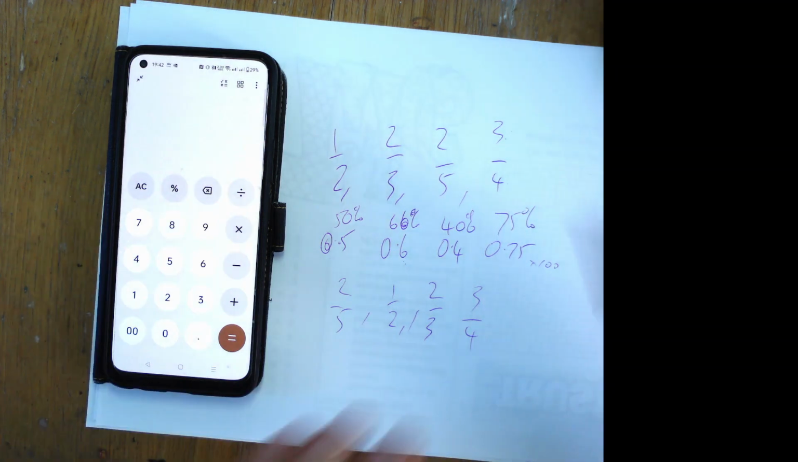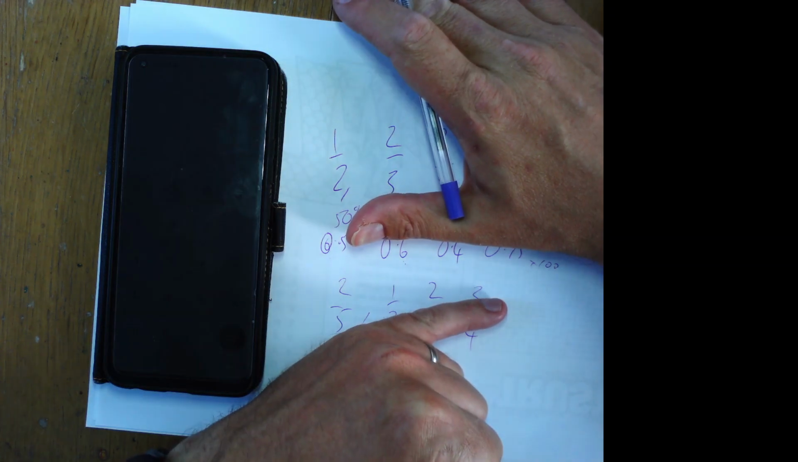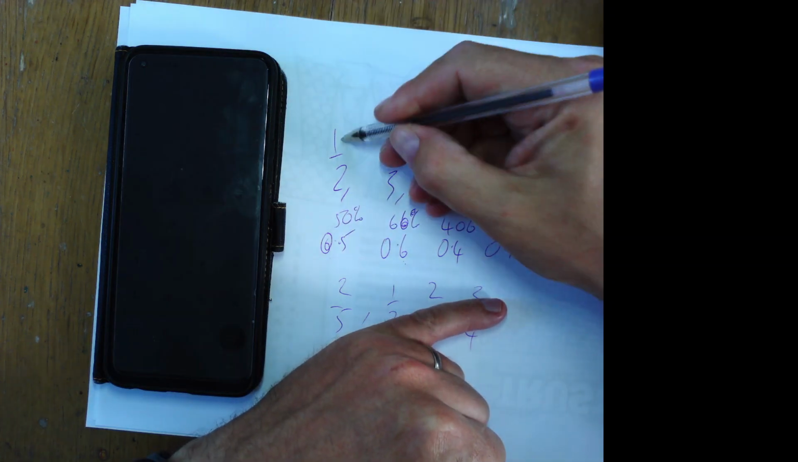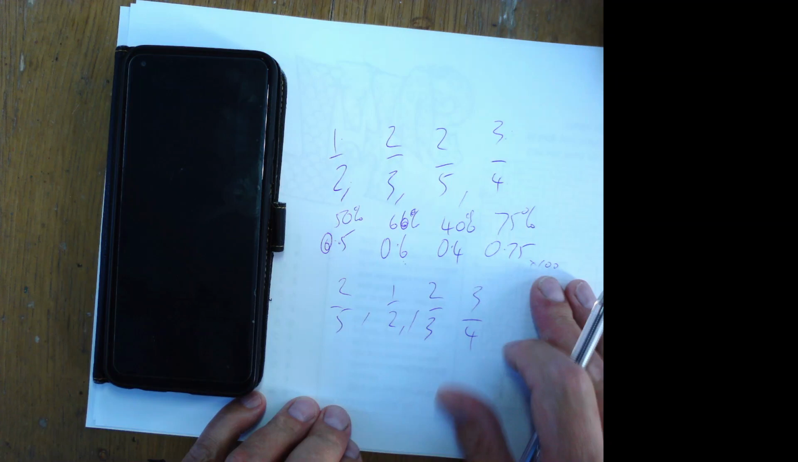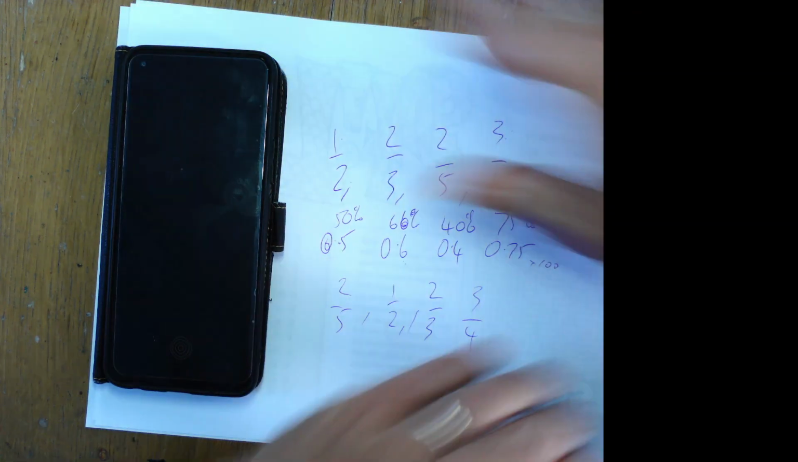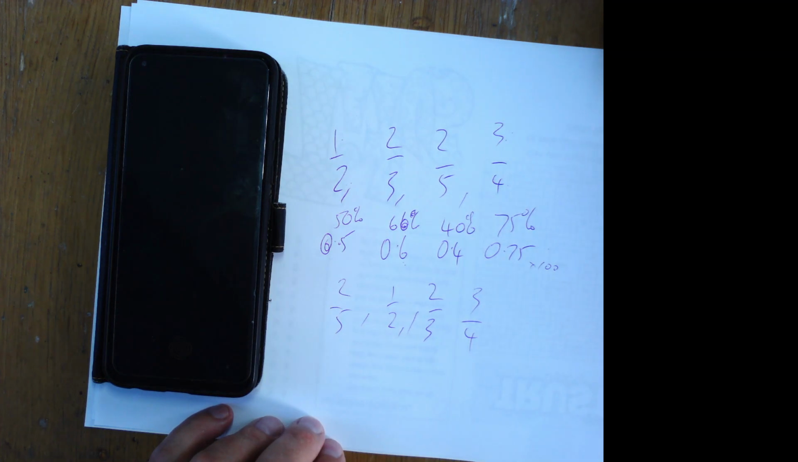So to order this, you need to convert them into decimals by dividing that by that, 1 divided by 2. Then you can arrange them, and if you needed to make them into percentages, you simply do that divided by that times 100, and that is simple maths.